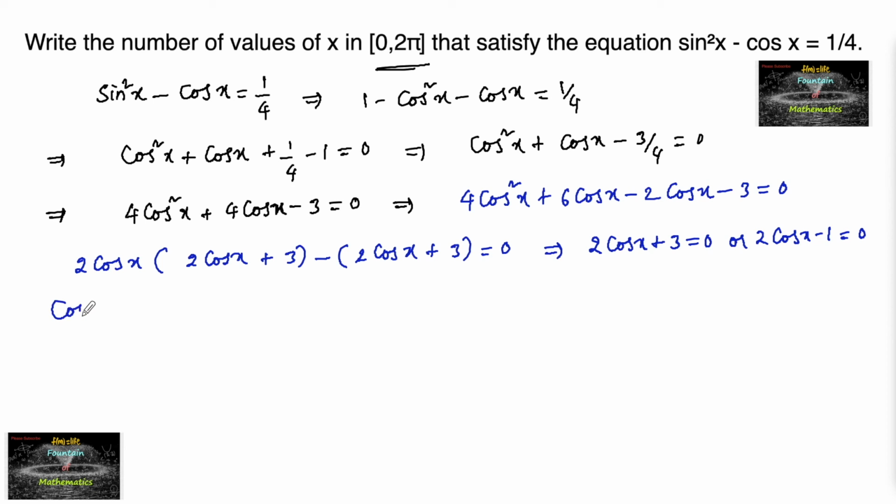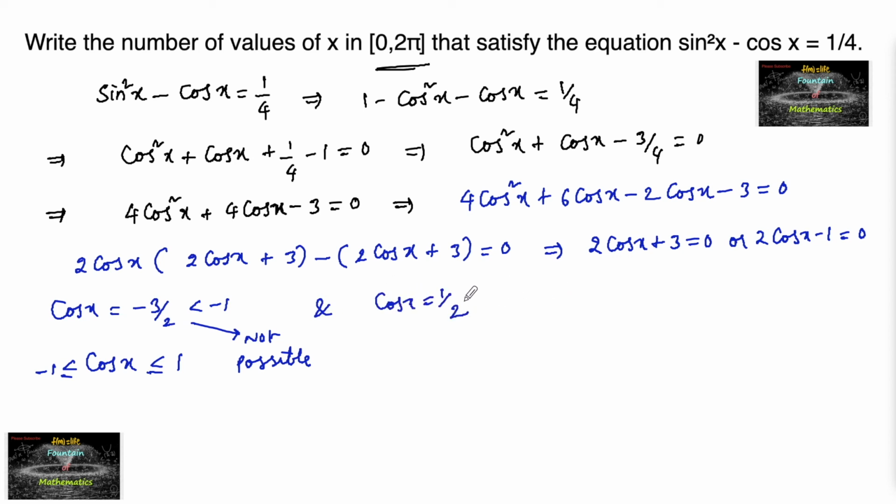So for the first one, cos x is equal to minus 3 by 2, which is less than minus 1 and is not possible, since cos x lies between minus 1 to plus 1. So cos x is equal to minus 3 by 2 is not possible. And for the other, we have cos x is equal to 1 by 2, and since it is in the interval 0 to 2 pi, cos is positive in the first quadrant and fourth quadrant.